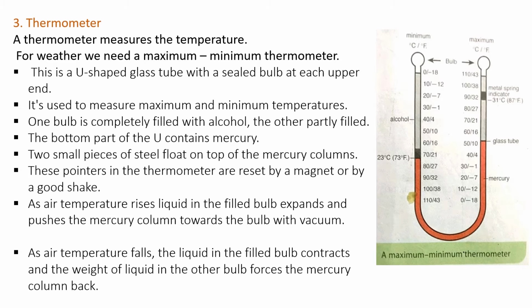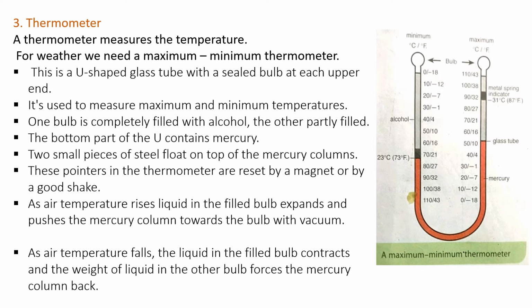The third very important tool for measuring the weather is a thermometer. The thermometer used to measure the weather is different from the usual thermometer that we use at our homes and hospitals. For weather, we need a maximum minimum thermometer, which is a U-shaped glass tube with a steel bulb at each upper end, as you can see in the picture. It is used to measure the maximum and minimum temperatures of a place.